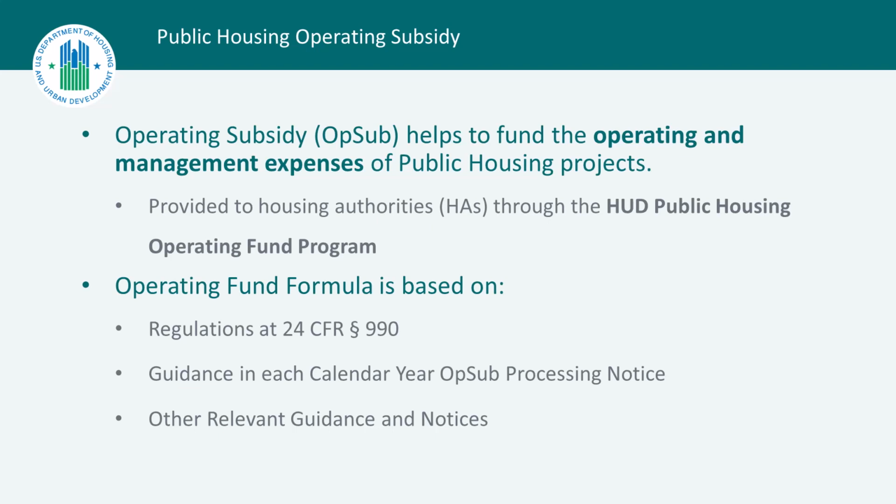The amount of operating subsidy each project is eligible for is derived by the operating fund formula, which was established through negotiated rulemaking. Operating subsidy is the difference between the formula's estimated costs of operating and managing a project and estimated income received from the project. The operating fund formula is codified in regulations at 24 CFR 990. Guidance can be found in each calendar year's OPSUB processing notice and other relevant guidance and notices.